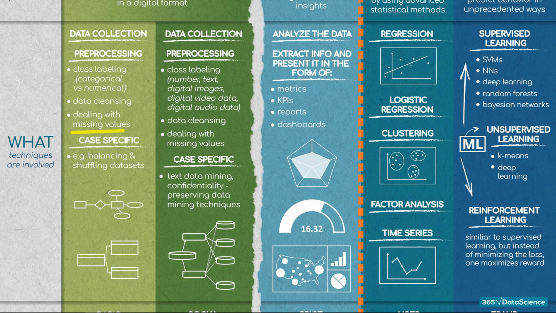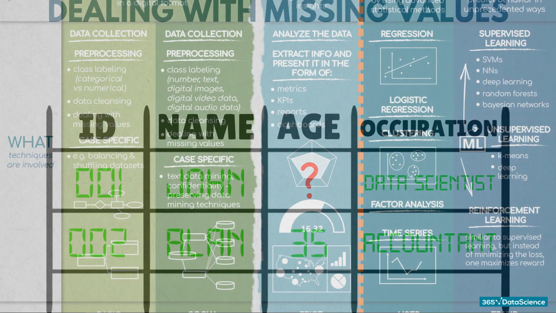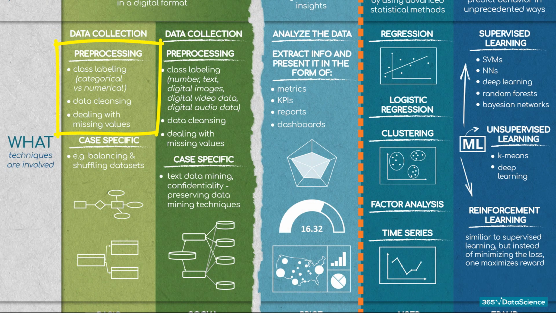Missing values are another thing you will have to deal with. Not all customers will give you the data you are asking for. What often happens is that a customer will give you his name and occupation, but not his age, for example. Now, what should you do in that case? Should the customer's entire record be disregarded? Or perhaps you should just enter the average age of the remaining customers. Data cleansing and dealing with missing values are problems that must be solved before you can process the data further.